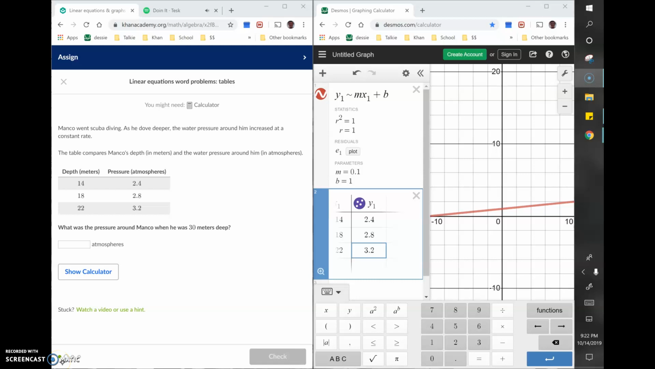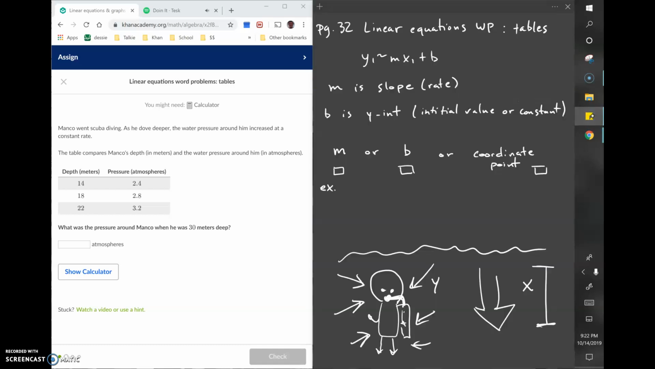Alright, so today's video is going to cover linear equation word problems with tables. Like every word problem, the first step is to just read it. With these word problems, it's going to ask you for either the slope, to find the rate, the initial value or y-intercept, or some coordinate point. And we'll talk about that when we get to it.